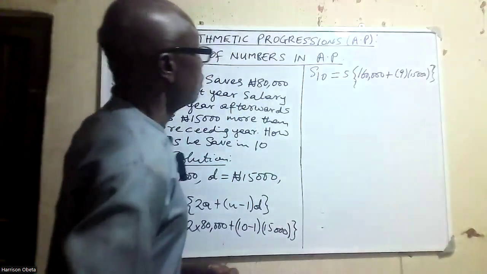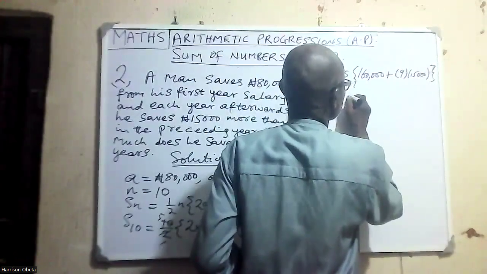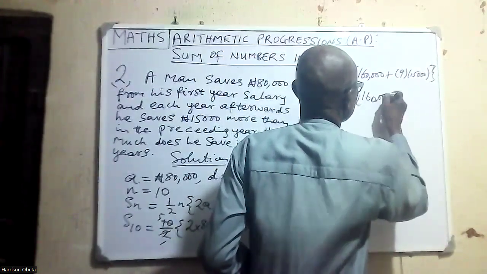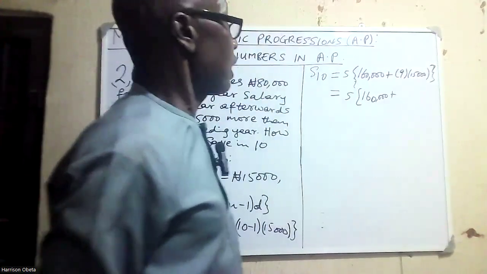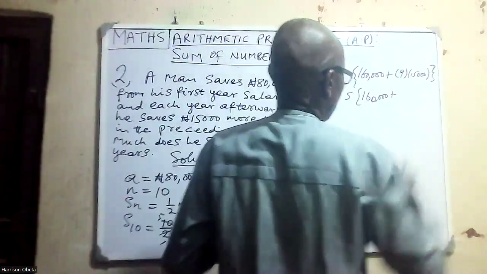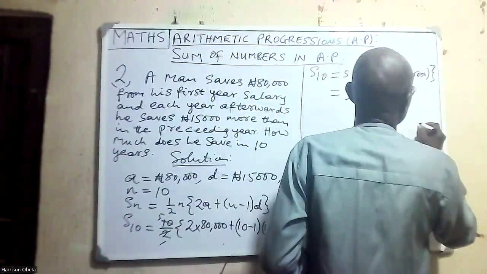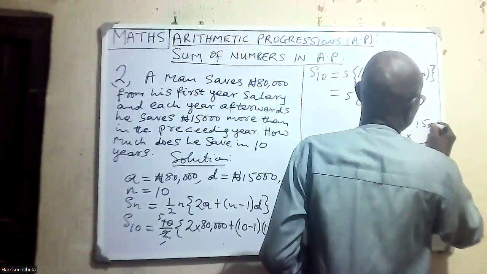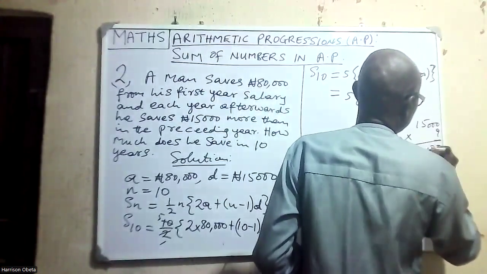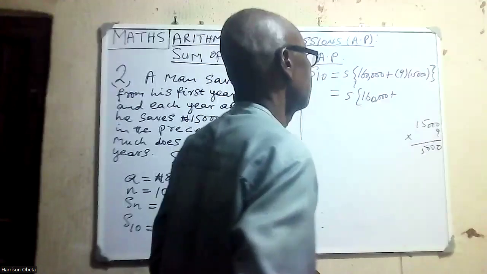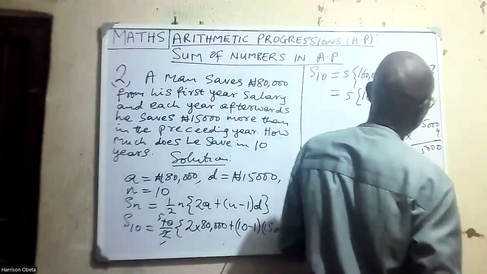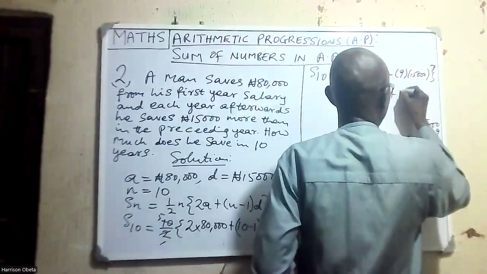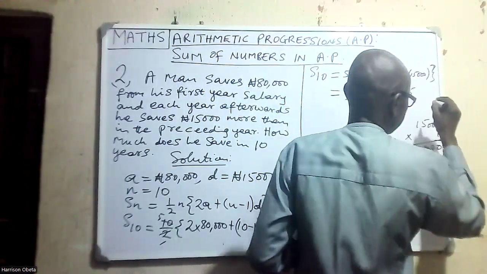Okay, so we move on. That will give us 5 bracket 160,000 plus, we use our calculator to check, or we can quickly multiply 15,000 by 9. 0, 0, 0, 45. 4, put 5, carry 4. That is 135. Okay, so we have 135,000.